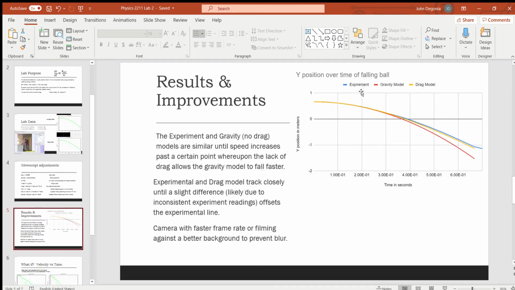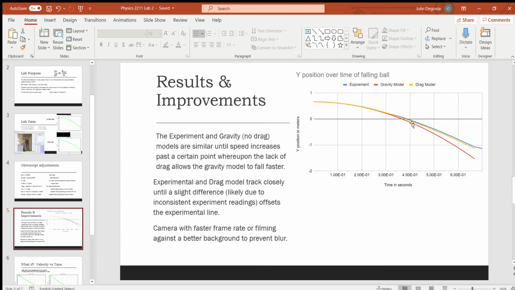So our final results, you can see experiment in blue, in red we have gravity model, and in yellow we have the drag model. That's of course also affected by gravity, but including drag. They all start out about the same, which is about what you would expect, but as you can see, once the velocity reaches a certain point, once the slope reaches a certain point, the gravity model starts to pull ahead and starts to cover more ground because it doesn't have any drag slowing it down. The drag model and the experimental model stay relatively close. That means we have a decent approximation of what's actually going on.